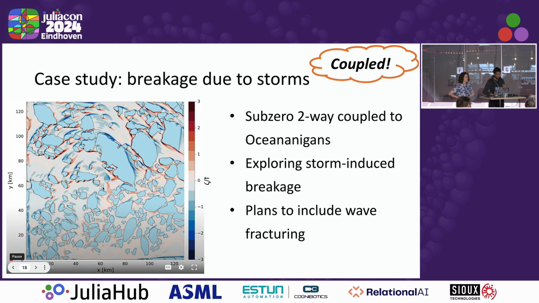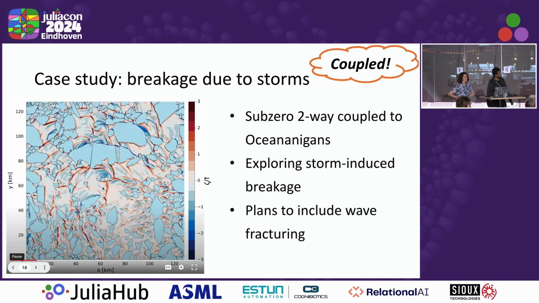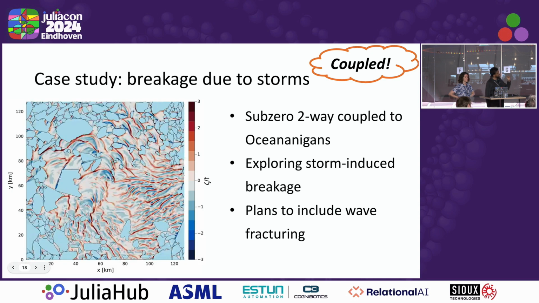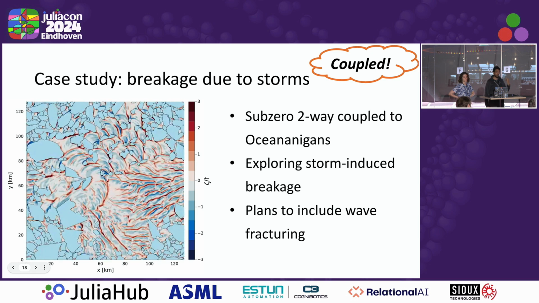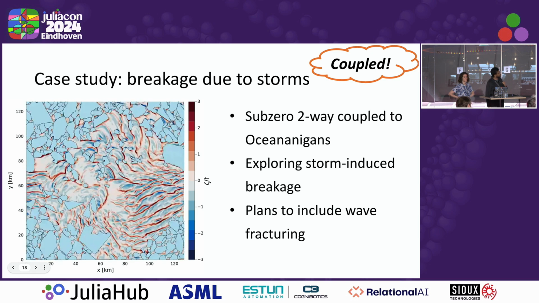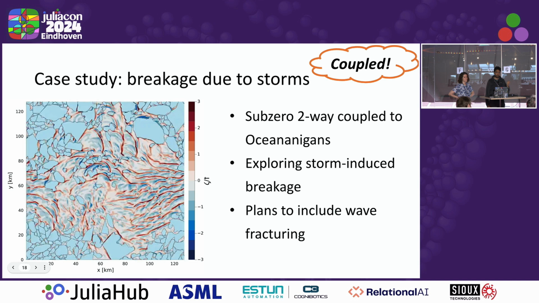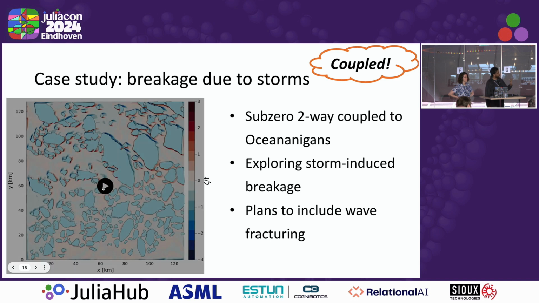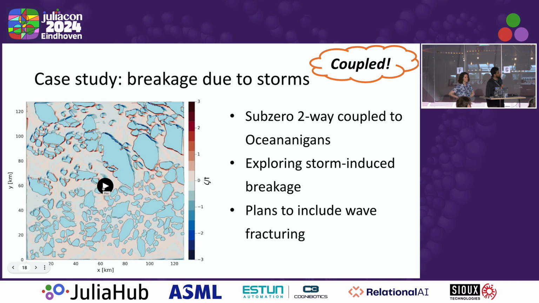Another thing that we notice in the simulations is the occurrence of waves in the surface of the ice. This is something that we expect will also break the sea ice pack. Currently, we don't really have a parameterization for capturing that process, but we're in the process of implementing that. So with this, I'll leave it to Skylar.